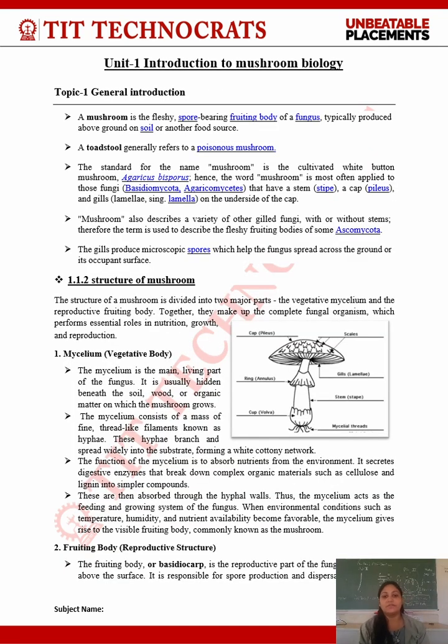In general introduction, we have to start. Mushroom is a fleshy fruiting body of fungus, typically produced above the ground or soil. There are two types of mushroom. First is edible and second is non-edible. Non-edible is generally called poisonous mushroom. Toadstool is a major species of poisonous mushroom. Mushroom belongs to the phylum Basidiomycetes.